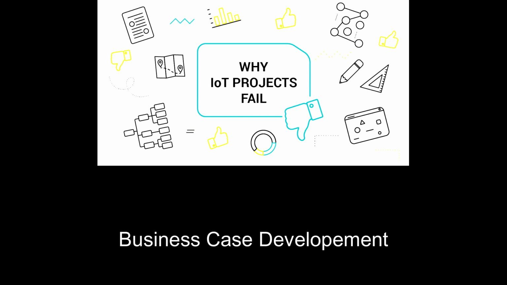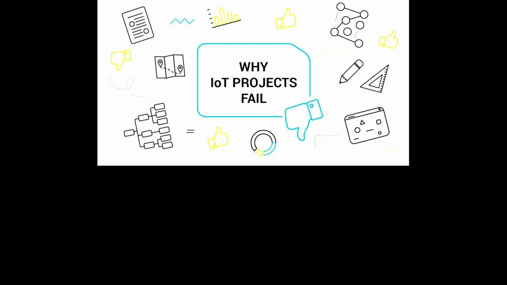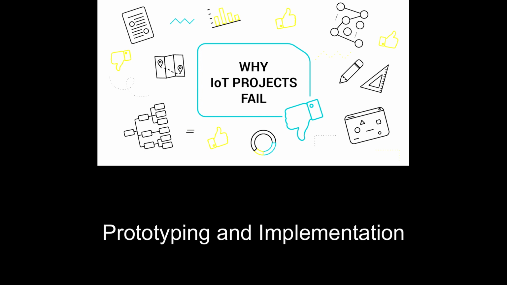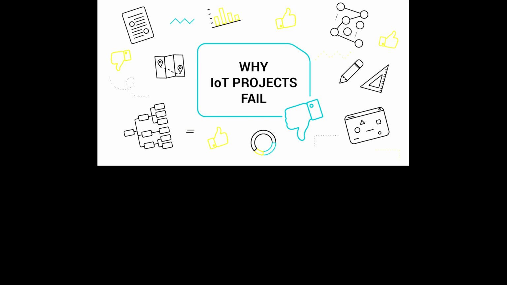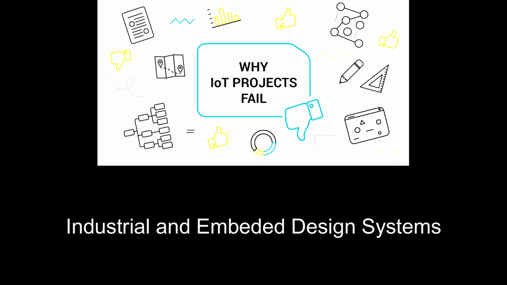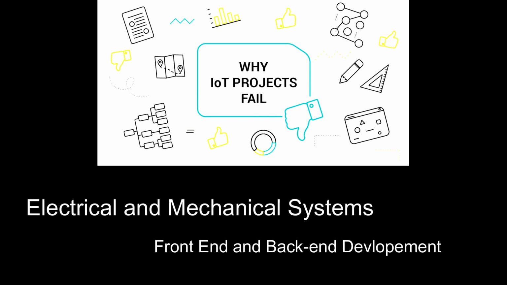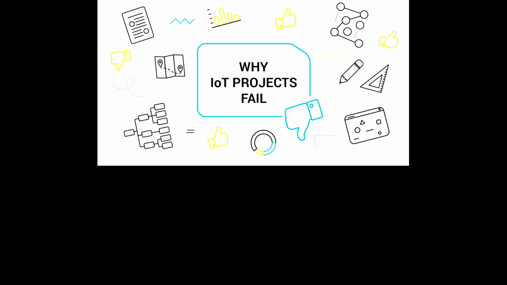That's the third one. Now, how you develop your business case and how you look at implementation and prototyping. So there are different areas, for instance, industrial and embedded design systems. You have electrical and mechanical systems. You have back-end and front-end development systems, and you have general technology components as well. Now you look at the landscape, it divides into 4 different categories.